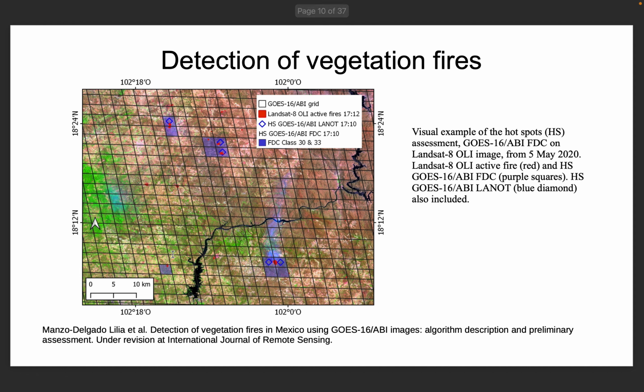Here is a comparison with some other systems. Our algorithm is these diamonds here, and you can see that it works not so bad, no? Here are the plumes of the fires compared with these other systems.